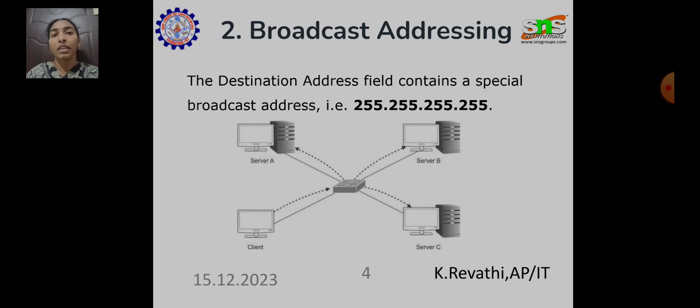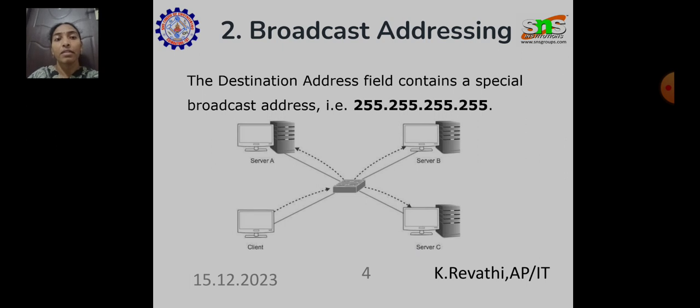Then the second one is broadcast addressing. The destination address field contains a special broadcast address, that is 255.255.255.255. That means one sender can send the message to multiple receivers. This diagram represents broadcast addressing.